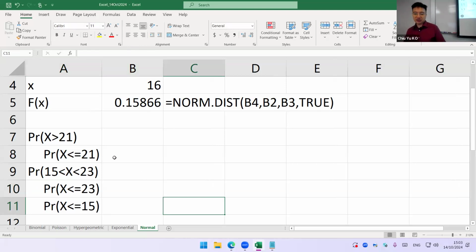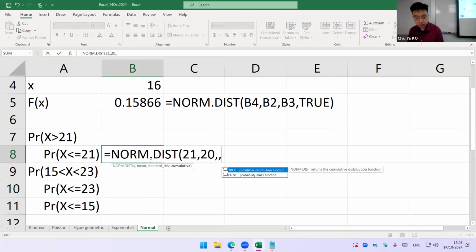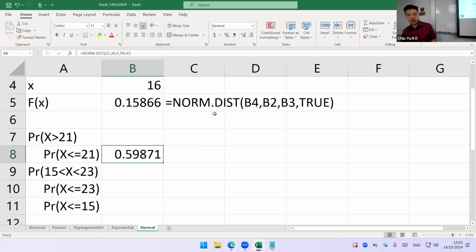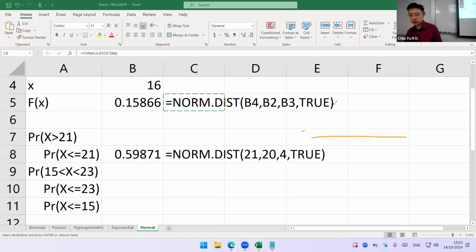So how do you do that? This is just F(22), F(21), right? So just basically norm.dist, 21, 20 and 4, true. Okay. So do remind yourself what am I doing here? This one gives you the following, right? This one gives you this 20, right? And give you 21, give you the red area.